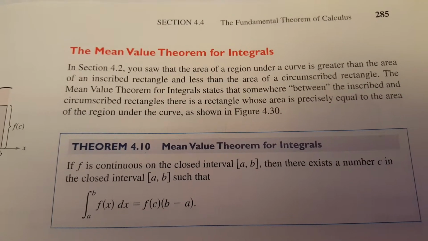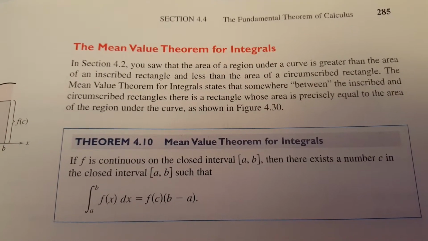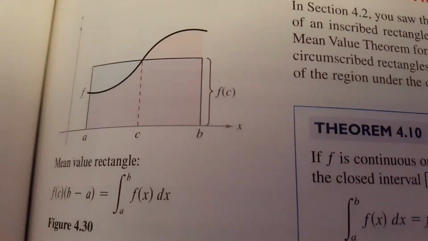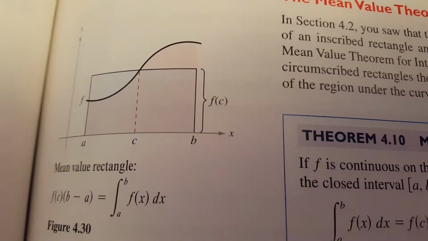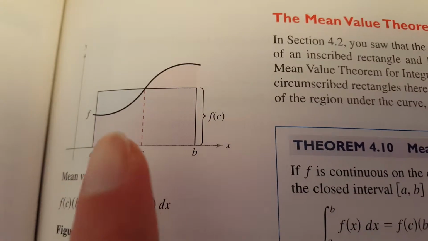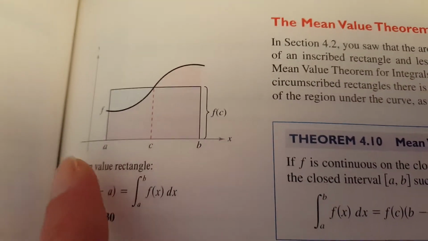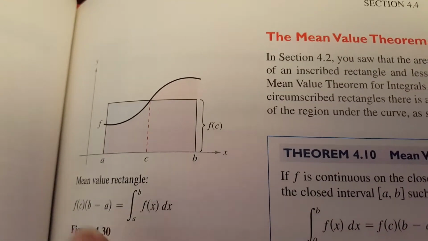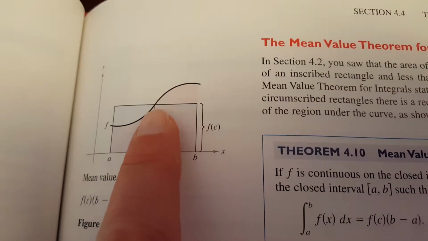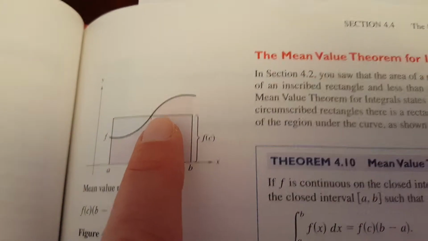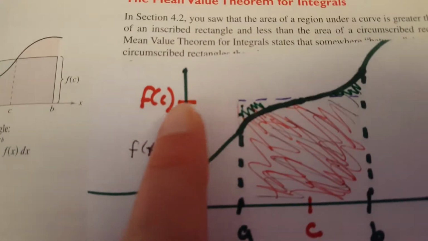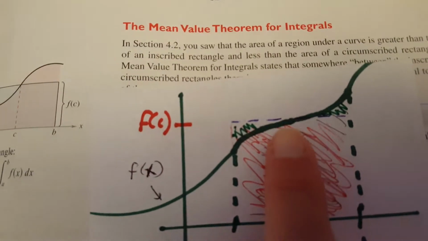The mean value theorem for integrals. It says that there's got to be a location C in between A and B so that its height is magical. Call it f of C. Here's a little sketch. Call it f of C.